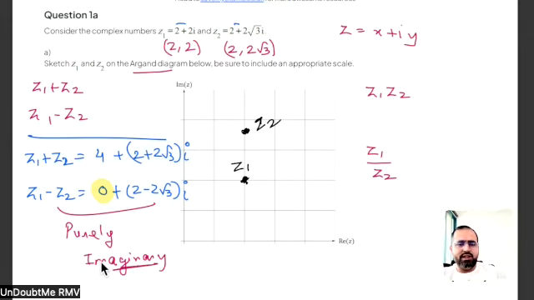Purely imaginary. Purely imaginary means it contains only imaginary terms. It does not contain any real term. Sum and difference of 2 complex numbers is also a complex number. First one is a regular one, and the second one is purely imaginary because the real part is 0.